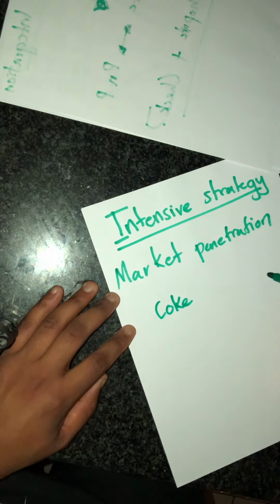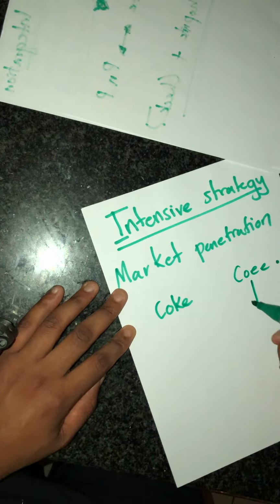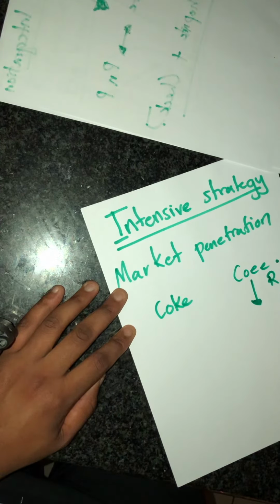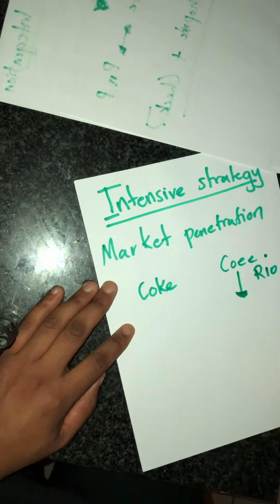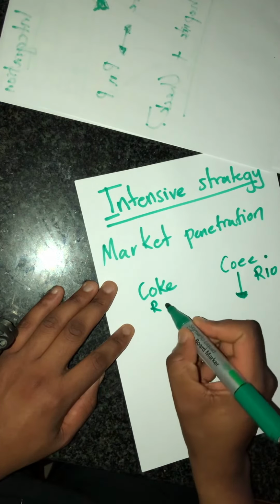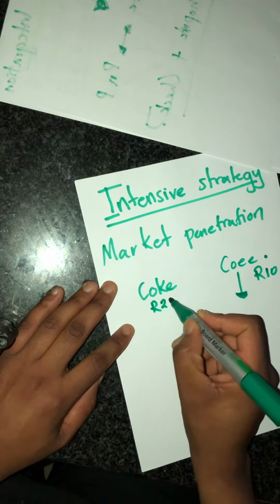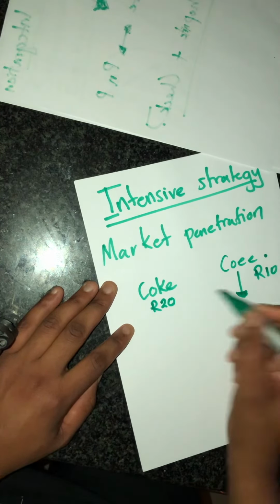But we have another one which has done market penetration, which is Kui, right? I don't know how to spell it, but it may be something like this. Kui entered the market at a very low price. I remember we used to buy the 2 liter for 10 Rand. And people saw Kui as less expensive. So Coke, maybe it was about 20 Rand, and they saw Kui as less expensive than Coke.